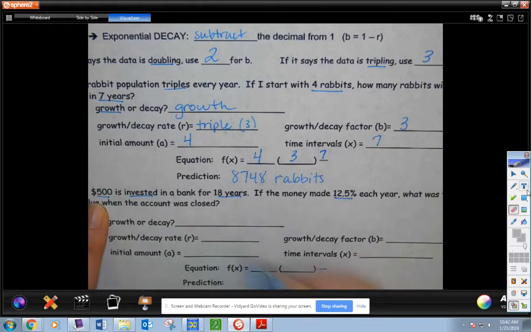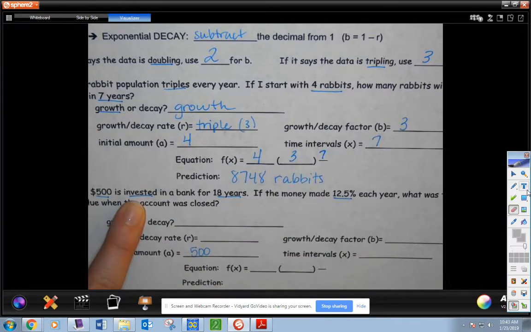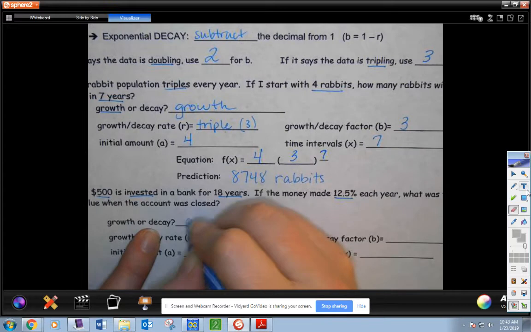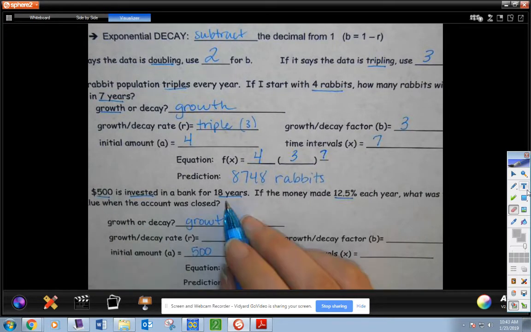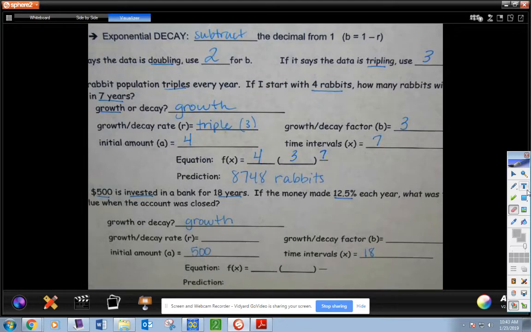Starting with 500, this is what I start with, so that's my a. Invested means I'm putting money into the bank, so that means I am growing. 18 years is my time interval. 12.5% is my rate, but I don't like percents, so don't forget that you have to take the decimal and move it twice, which will give you 0.125.